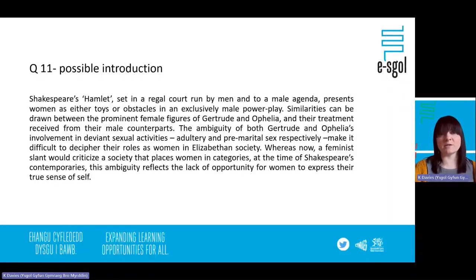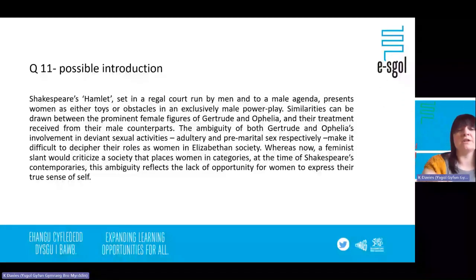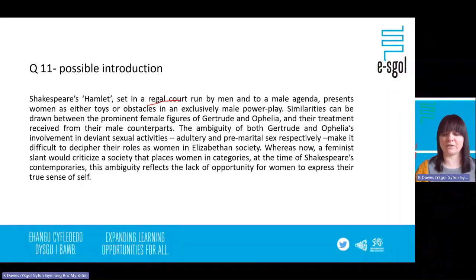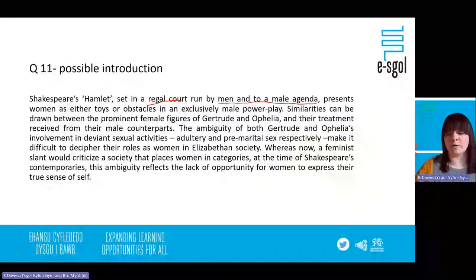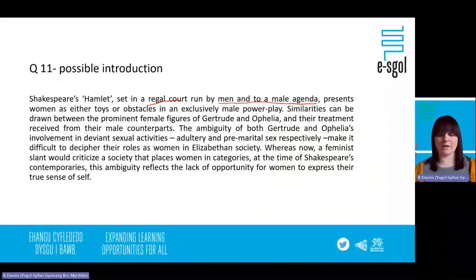So here what you've got is just a possible introduction. So you've got Shakespeare's Hamlet is set in a regal court. So your regal court allows you to hit that AO3 straight away, run by men and to a male agenda. So straight away, you've got your AO1, your satisfying demands of the question, presents women as either toys or obstacles in an exclusively male power play. Again, totally aware of the question. Similarities can be drawn between the prominent female figures of Gertrude and Ophelia, so making it clear to the examiner that you know that there are only two female characters present in the play, and the fact that they are treated quite poorly by their male counterparts.